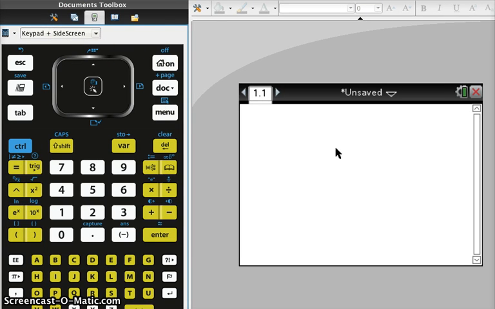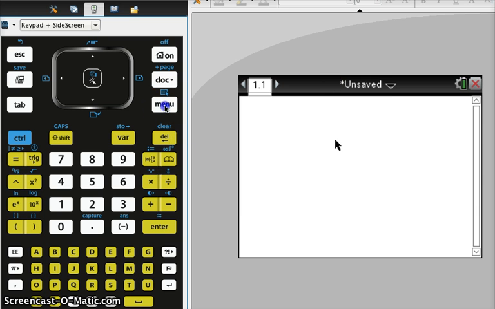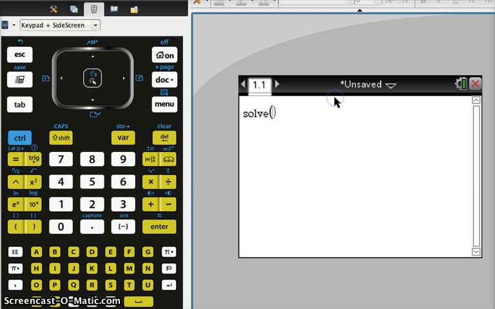Oh, can I move this so you can see better what I'm doing? Oh, I can't move it. Can I move it, please? Please. Okay, that works. Now you can see all the buttons. All right, so I'm going to menu, algebra, solve, just regular old solve.